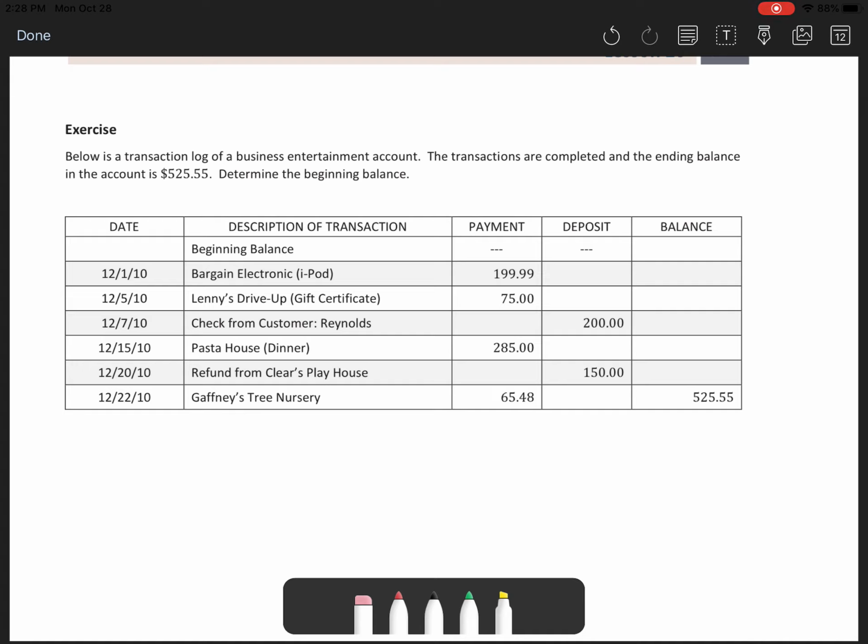Okay, once you have answered those questions, next, let's move on to this exercise. Below is a transaction log of a business entertainment account. The transactions are completed with the ending balance in the account of $52.55. Determine the beginning balance. So we know I end at $52.55, but I don't know where I started. We have to figure out where I started.